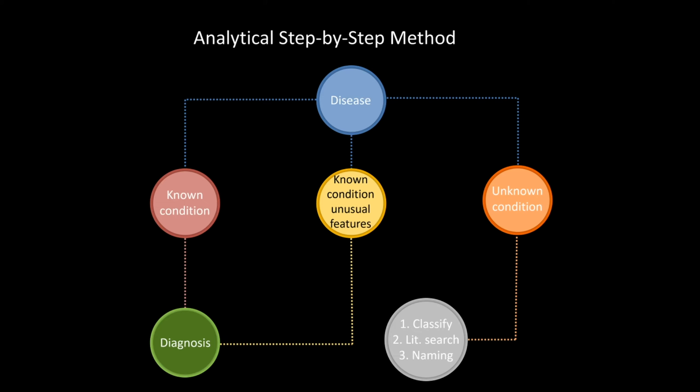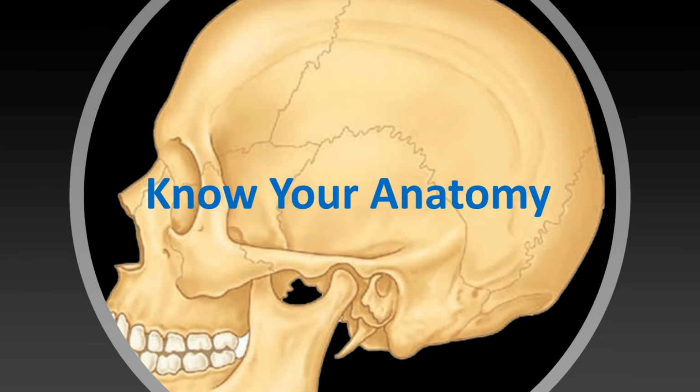If the literature search fails to identify such a lesion, then you can give a name to this newly identified condition. For step-by-step analysis, we have to describe the lesion. Before we try to describe the lesion, it's essential that we know the normal anatomy and the variations of normal. Without knowing the normal, we cannot describe the abnormal. The necessity of the knowledge of anatomy can never be overemphasized.